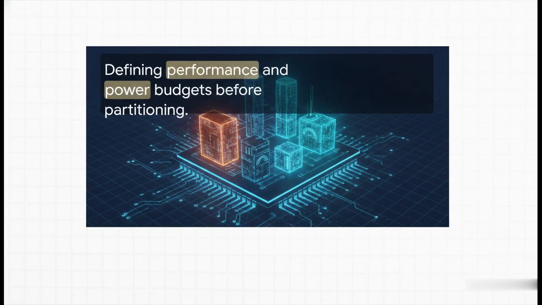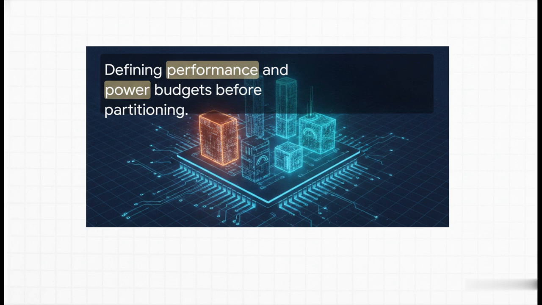So, we haven't poured any concrete yet. This is where we do our urban planning. The design always begins with requirement analysis and system architecture. You can imagine this step as strictly zoning the city. Before we do anything else, we have to define our strict budgets. How much performance do we need? How much power can we consume? And how much physical area on the silicon do we actually have to work with?